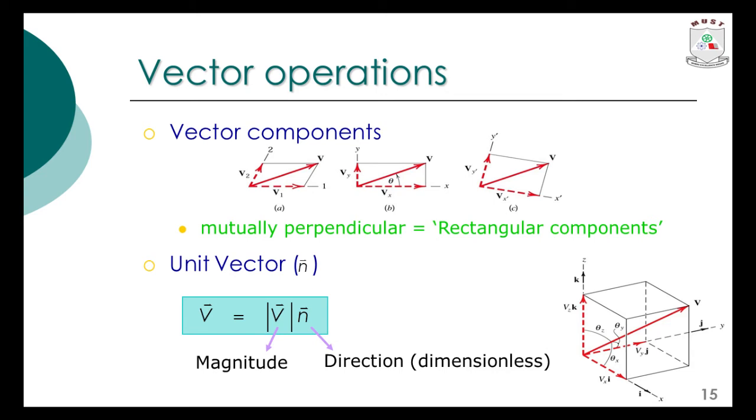So in this case, the direction is determined by the unit vector n with an arrowhead, whatever it is, n with an arrowhead. And it is dimensionless. What it does is that it maps the precise relationship between theta x, theta y, and theta z, so that the direction of v is properly mapped by these individual direction components.